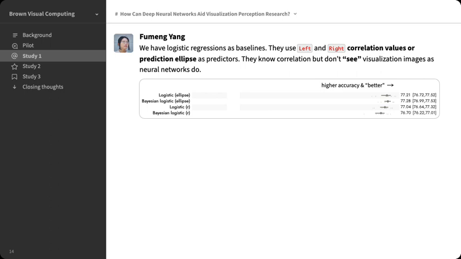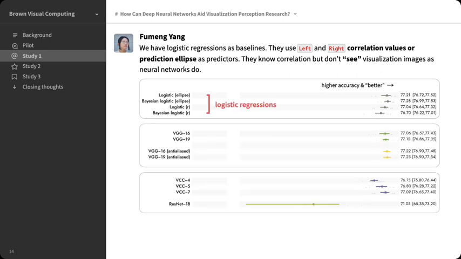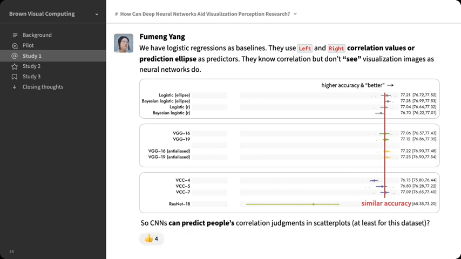accuracies of neural networks. The results of our study 1 show that the 4 logistic regressions, 2 VGGs, 2 anti-aliased VGGs, and our own design VCCs have similar prediction accuracy. This tells us that CNNs can predict people's correlation judgments in scatter plots, at least for our dataset.